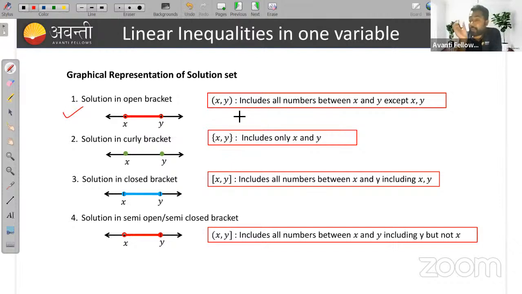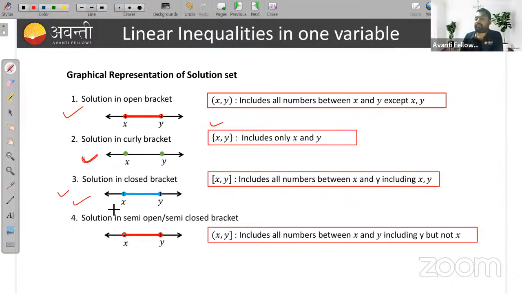In an open interval the endpoints are excluded. But when we are taking two numbers, only two elements between the curly brackets, that means only two elements are present in that solution set. That means graphically we can represent the curly bracket of x and y this way. Third, the closed interval of x, y. In this case the endpoints are included, but in case of an open interval they are excluded.